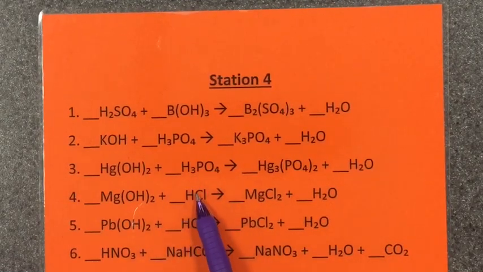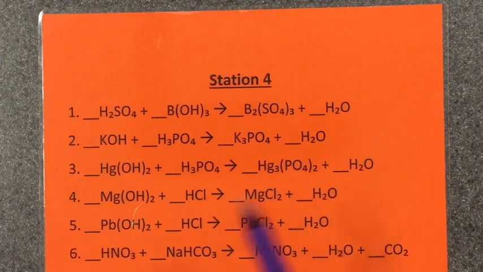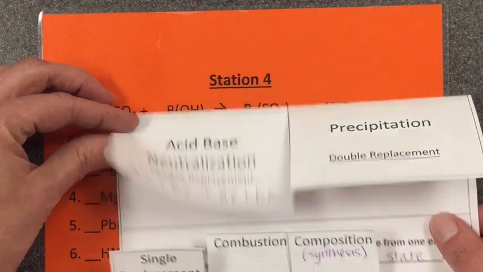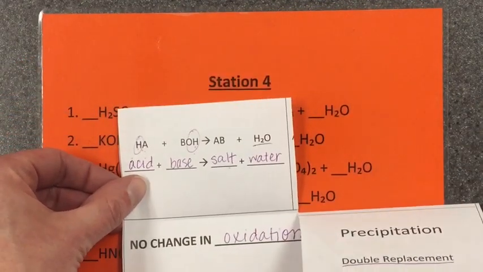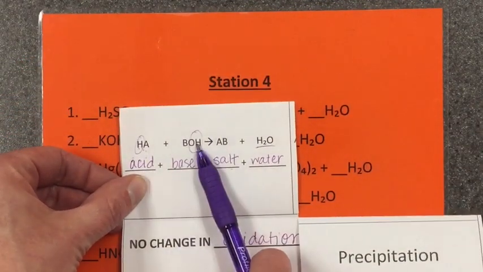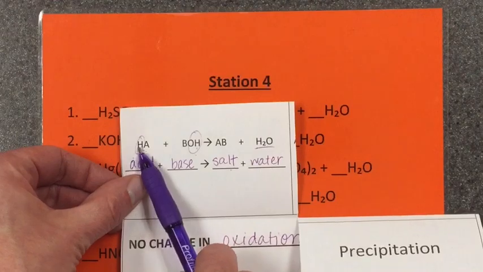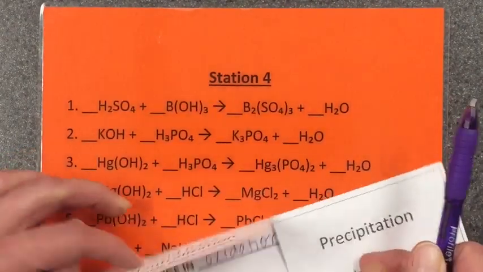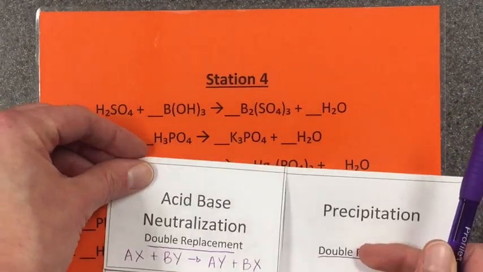So if I have an acid and a base, and they are reacting to form water, then that's going to be an acid-base neutralization reaction, okay? So acid starts with H, base ends with OH, the H from the acid and the OH from the base combine to form water, which is then neutral. So this is a neutralization reaction, okay?